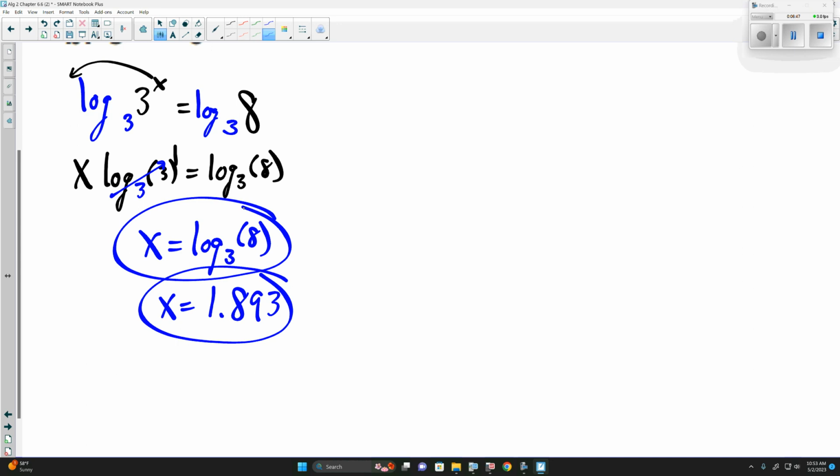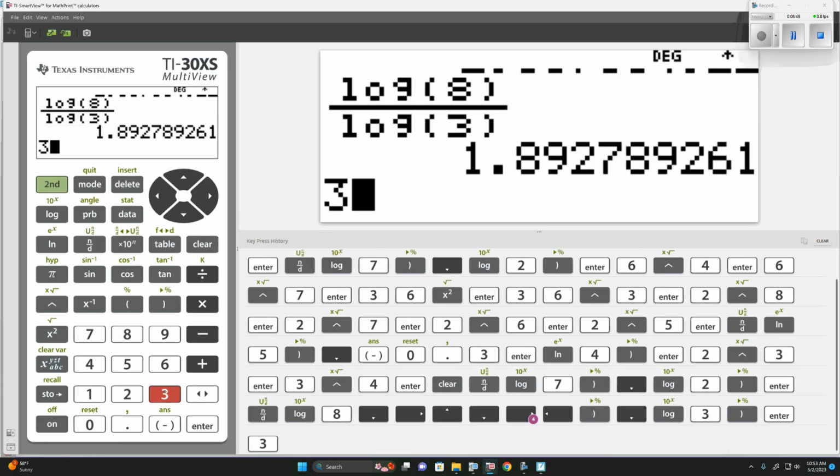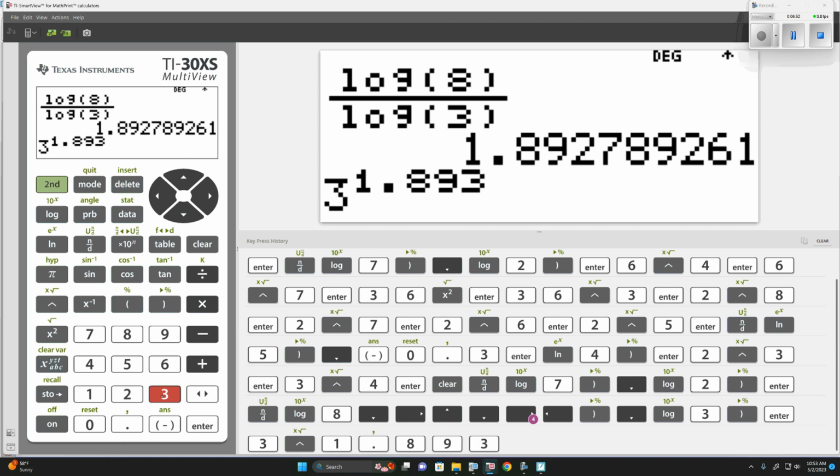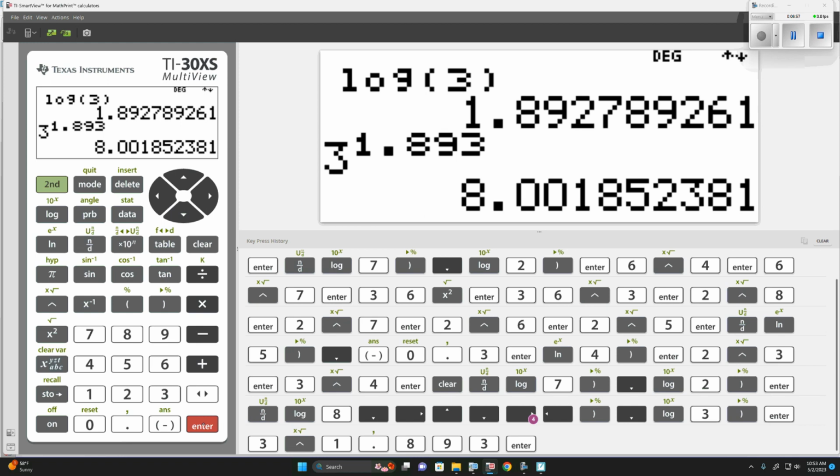Now we could try typing this back in to make sure that this works. 3 to the 1.893, and we should get what? We get something close to 8, because is 1.893 the exact value of our answer? No, because our log base 3 of 8 was 1.892789261. We had to approximate, so if I plug in the approximation, we should get something close to the answer. We will not get the exact answer.